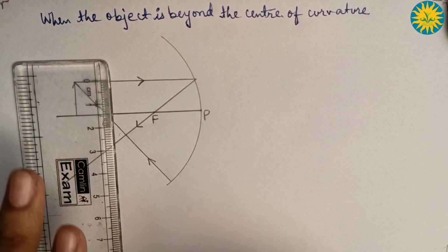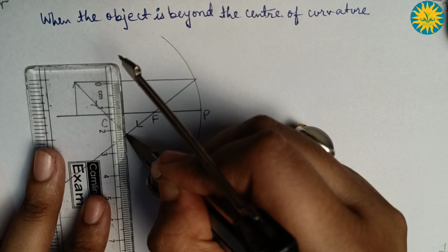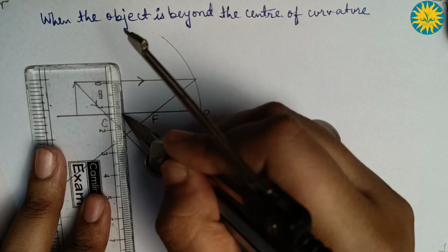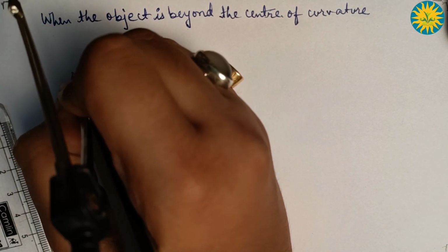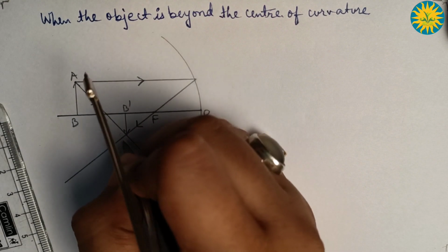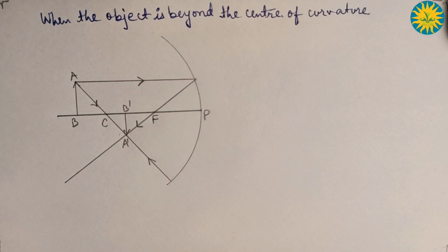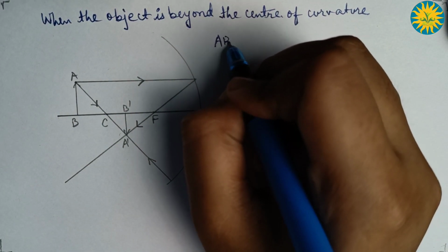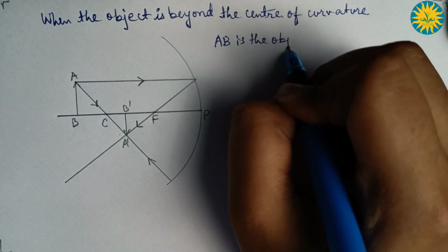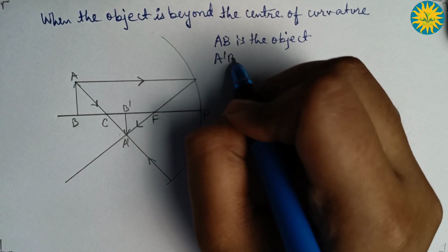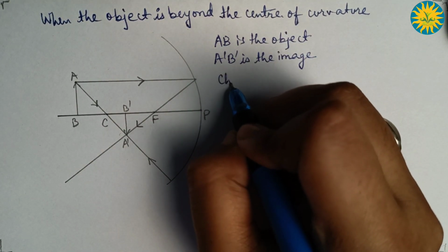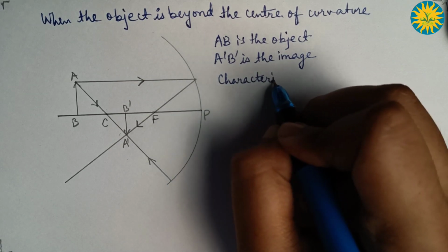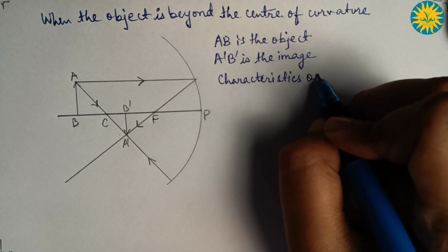Now see, the two reflected rays intersect at the point, and that will be our image. The object is named as AB and the image is named as A dashed B dashed. So this is the image formed by a concave mirror when the object is beyond the center of curvature. AB is the object and A dash B dash is the image. Now we will write the characteristics of the image formed by the concave mirror when the object is beyond the center of curvature.